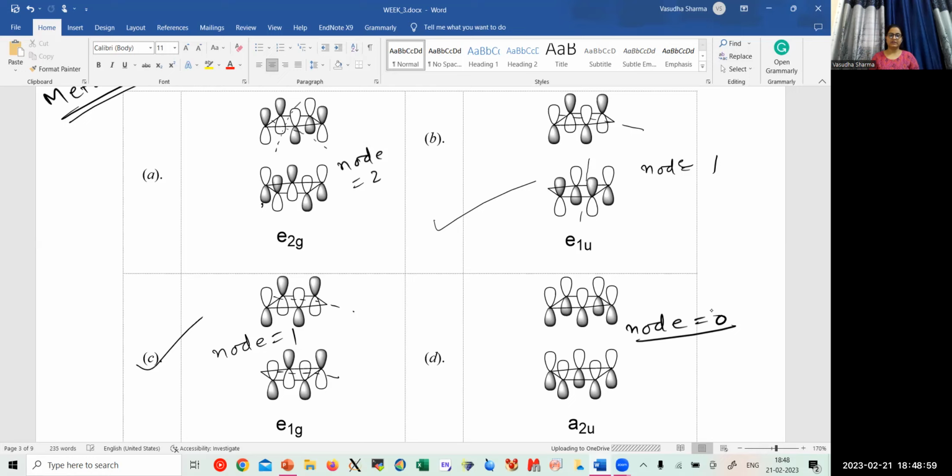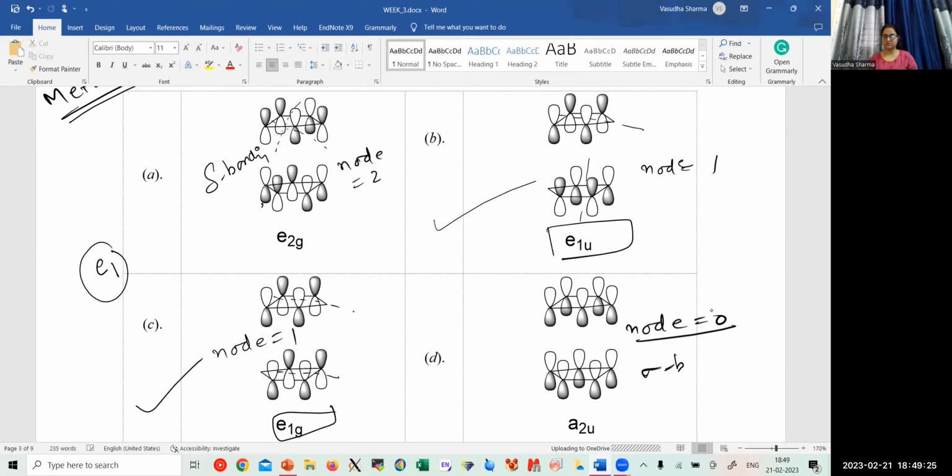And also we have discussed earlier that for the pi fashion, E1 symmetry has to be matched with your metal orbitals. So what is the E1 symmetry? You can just see around. This is E1u and E1g. Both can combine with the metal orbitals to give you pi bonding, whereas E2g will give you the delta bonding, and this will give you the sigma bonding. Okay.